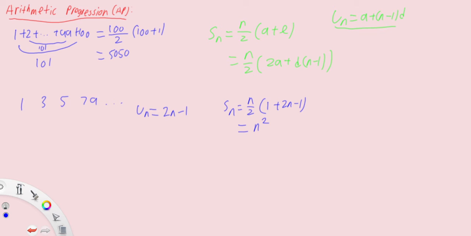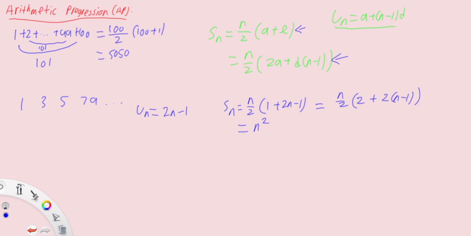Another way to do it is n over 2, using this other formula here. You get 2 times a, so the first term is 1, so 2 times 1 is 2, plus common difference 2 times n minus 1. From here, you get back the same answer, n squared.